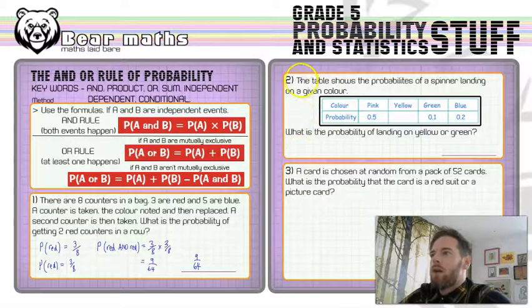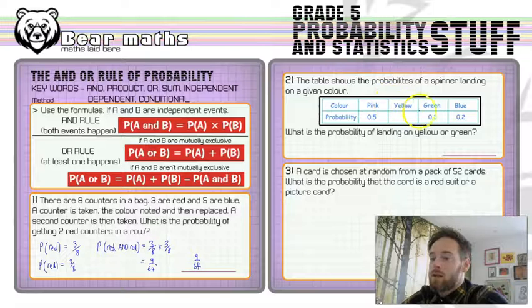The table in question number 2 shows the probabilities of a spinner landing on a given color. This spinner has 4 sections: pink, yellow, green, and blue. The probability of it landing on pink is 0.5. Yellow's not there, green is 0.1, and blue is 0.2. What we should know is that these probabilities, as always, have to add up to 1. These are mutually exclusive events. You can't land on a pink and a yellow at the same time.